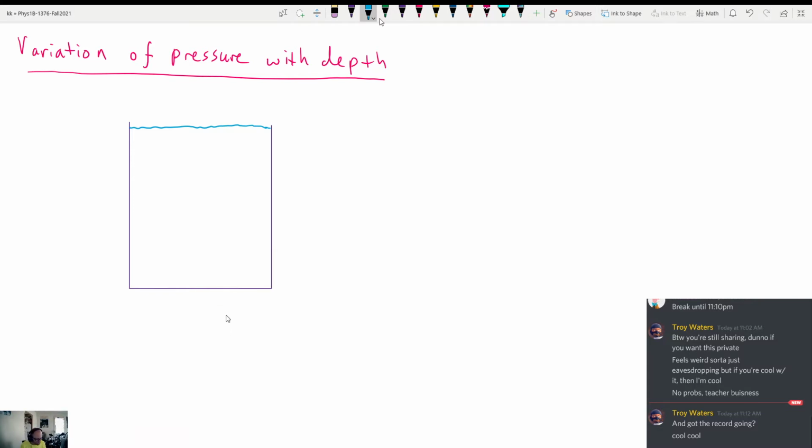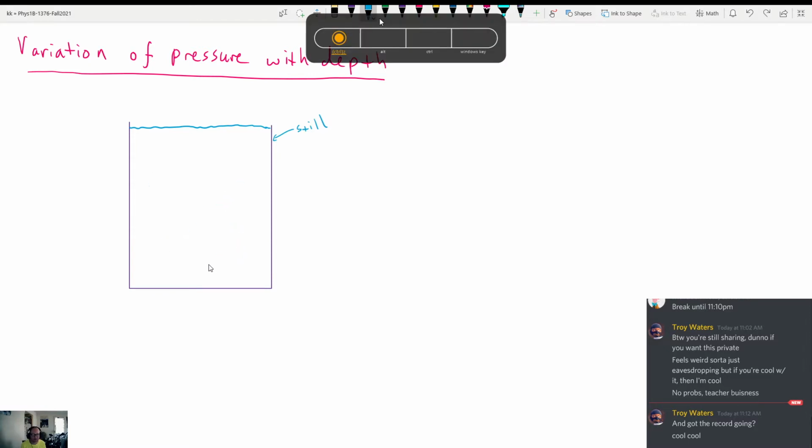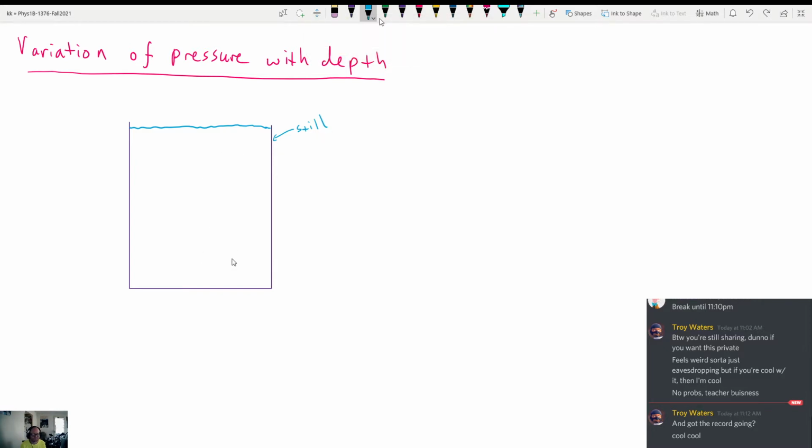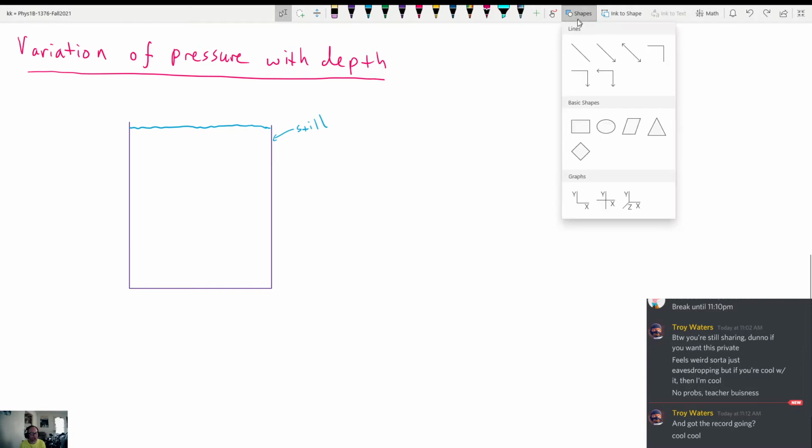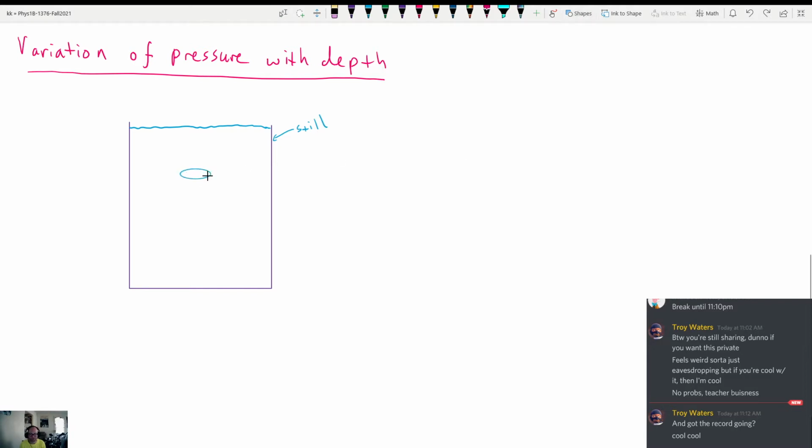Now, we're going to behave as if the water itself is still, okay? So it's not flowing in any way. Now, that doesn't mean that there's not little molecules zipping all around here. There are. But in general, we're going to say that the water is still. And what we're going to do is analyze the forces that act on a column of water within this fluid.